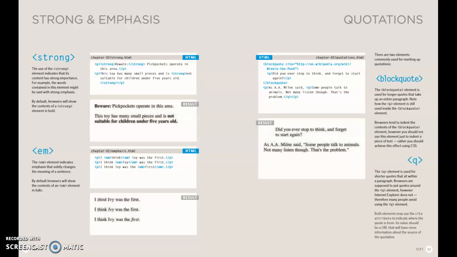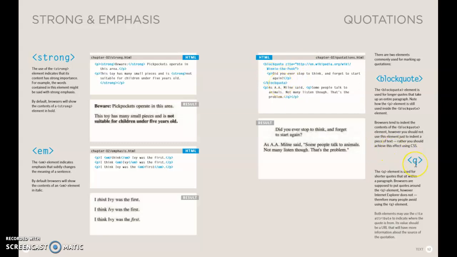And then we have quotations. There are block quotes. The block quote element is used for longer quotes that take up an entire paragraph. Note how the Q element is still used inside the block quote element. So how this would work here, we would have the opening block quote tag. You can ignore the cite and the rest of this here. And then inside of that, they would put in the Q for the quote and end block quote.